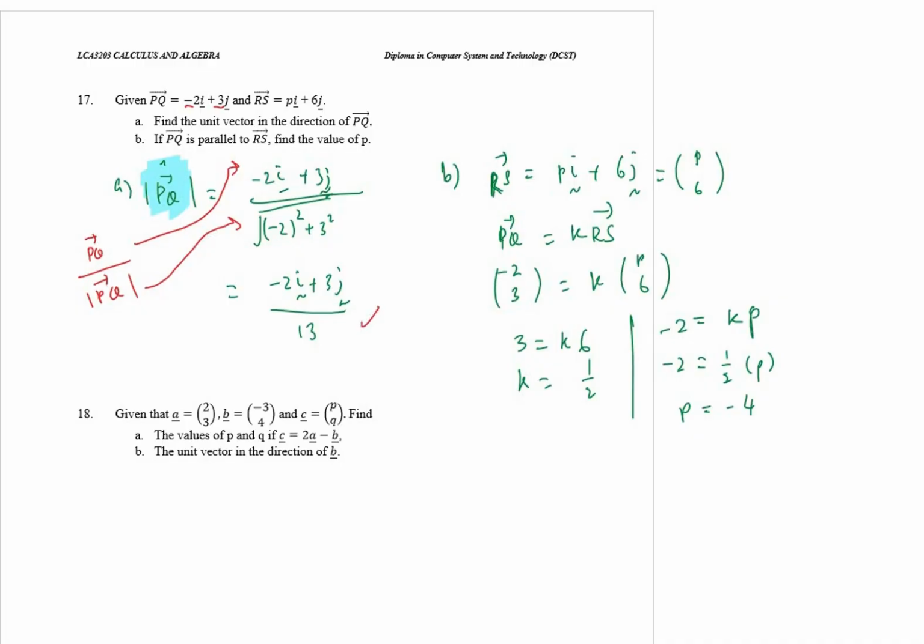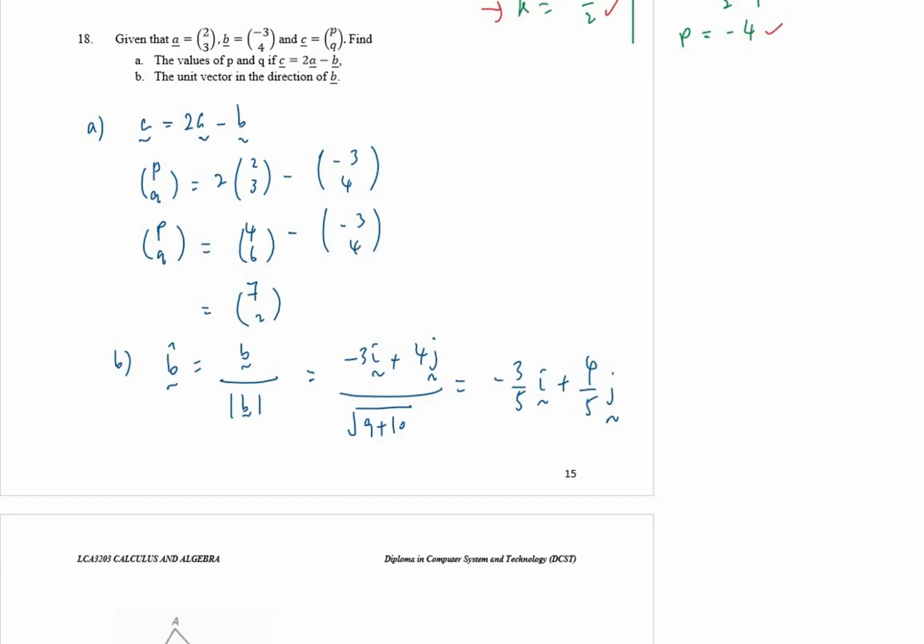Next, if PQ is parallel to RS, so you're going to form this equation, PQ equals to K RS, and PQ is -2, 3, and RS is P, 6. Okay, then you're going to form two equations. So you're going to find the K first, so we find the K is half. How do I find the K? I look at the bottom equation. Then how do I find the P? I look at the upper equation. So the upper equation, just linear equation. Now we are only dealing with linear equation.